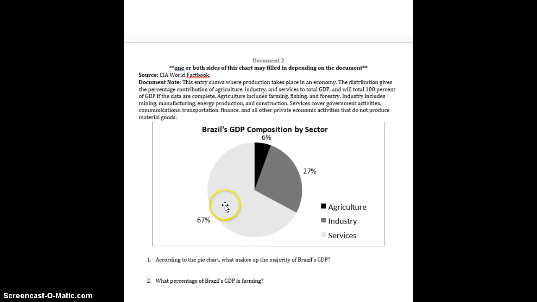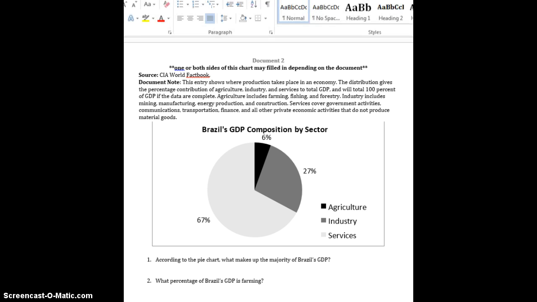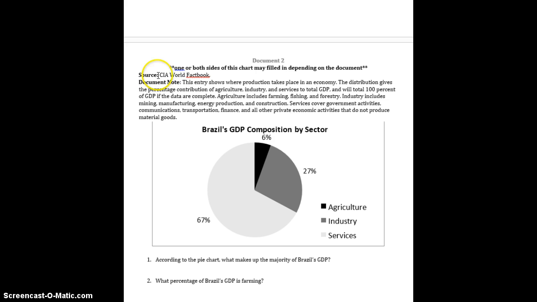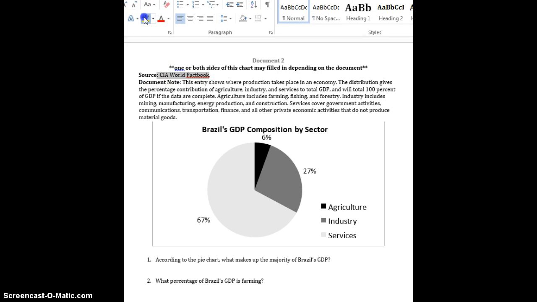If we're going through and using a document correctly, we're going to make sure that we annotate. First thing that we want to do is look at the source. The source of this is coming from the CIA World Factbook. We know that if it's coming from the CIA World Factbook, this must be a credible source. The next thing that we want to look at is the document note. The document note says that this entry shows where production takes place in an economy.